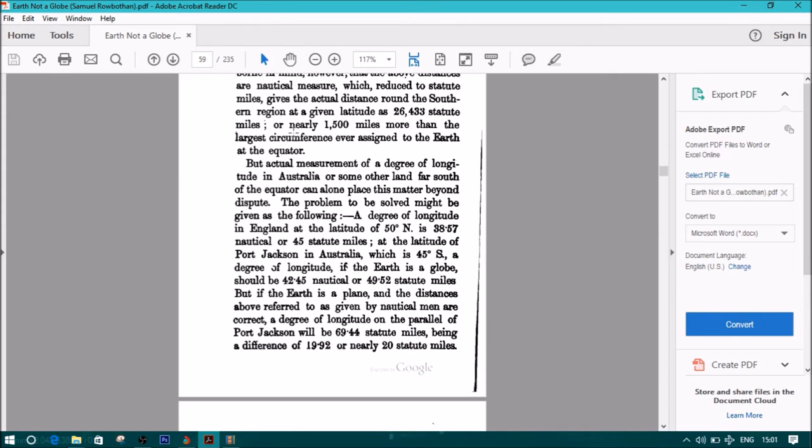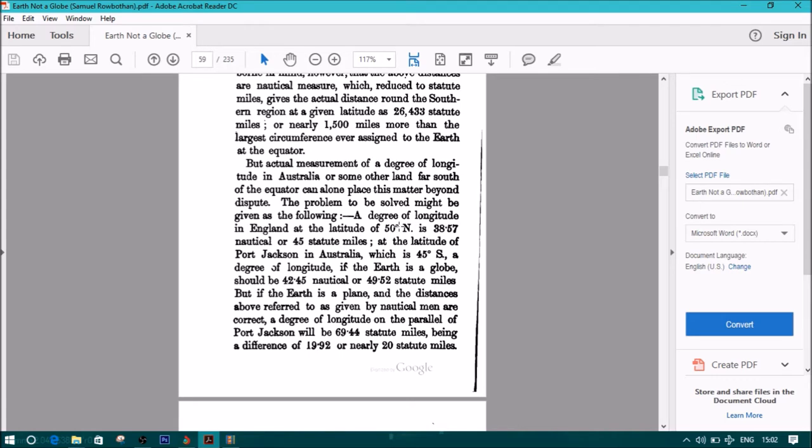But actual measurement of a degree of longitude in Australia or some other land far south of the equator can alone place this matter beyond dispute. The problem to be solved might be given as the following. A degree of longitude in England at the latitude of 50 degrees north is 38 degrees 57 minutes nautical, or 45 statute miles. At the latitude of Port Jackson in Australia, which is 45 degrees south, a degree of longitude, if the Earth is a globe, should be 42.45 minutes nautical, or 49.52 statute miles.